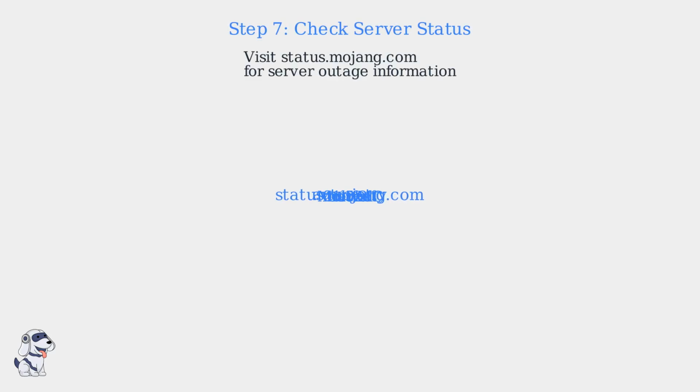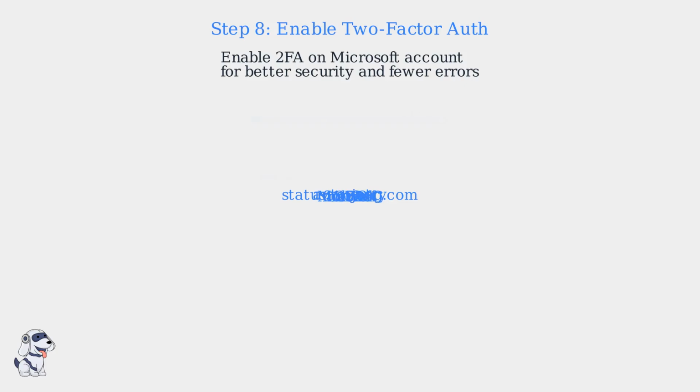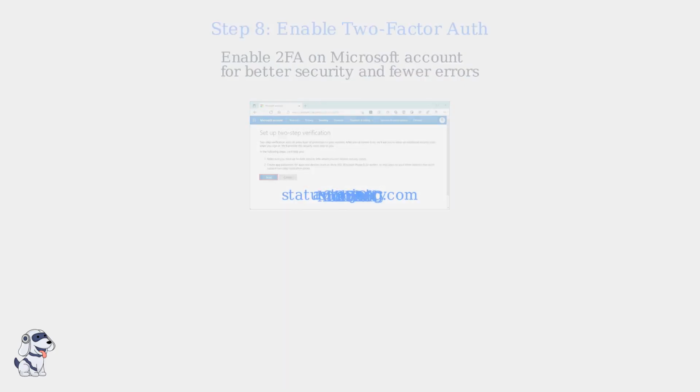If issues persist, visit status.mojang.com to check for server outages or maintenance that might cause 401 errors. Finally, enable two-factor authentication on your Microsoft account. This adds an extra layer of security and can reduce authentication failures.